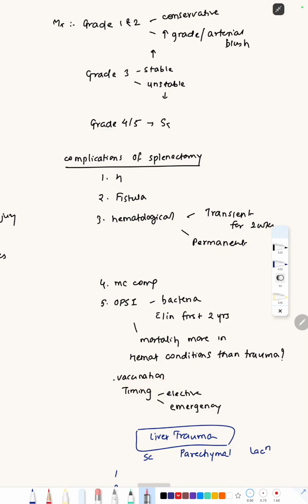Then vaccination for pneumococcus and meningococcus, every 5 years the vaccine is taken. For Haemophilus influenzae B, every 10 years the vaccine is taken. And in case of viral influenza, you have to take it every year. The timing of vaccination in elective splenectomy is 2 weeks before, and for emergency, it is post-operative day 1 or 2.